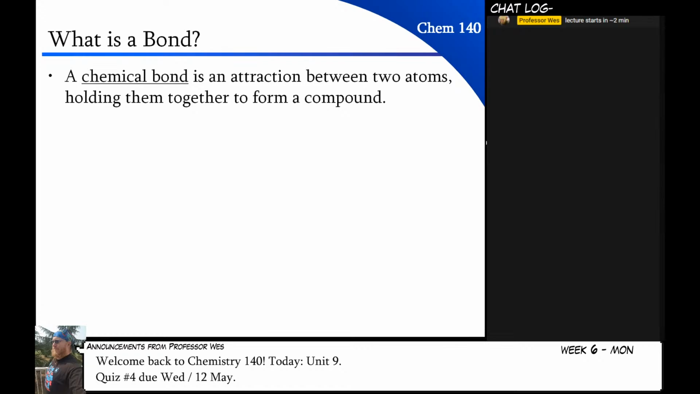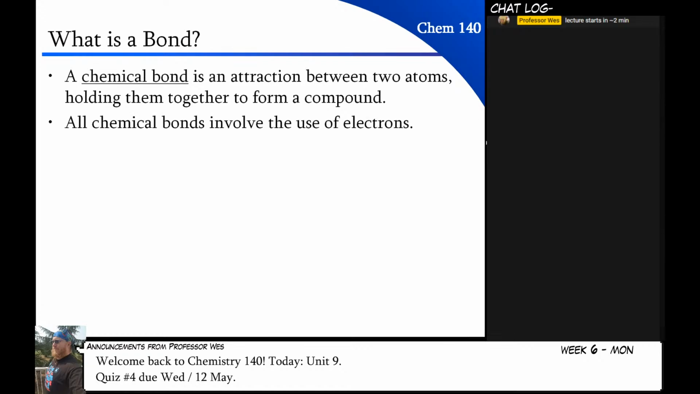So, for Units 9 and 10, we're going to be referring to bonds a lot. And so a bond is some sort of attraction that holds atoms together. Now, these attractive forces are quite strong. It is difficult to break bonds without providing lots of energy, or providing a circumstance where better bonds form. So chemical reactions occur when bonds are broken and new bonds are formed. But the bonds between two atoms hold those atoms into whatever compound they are.